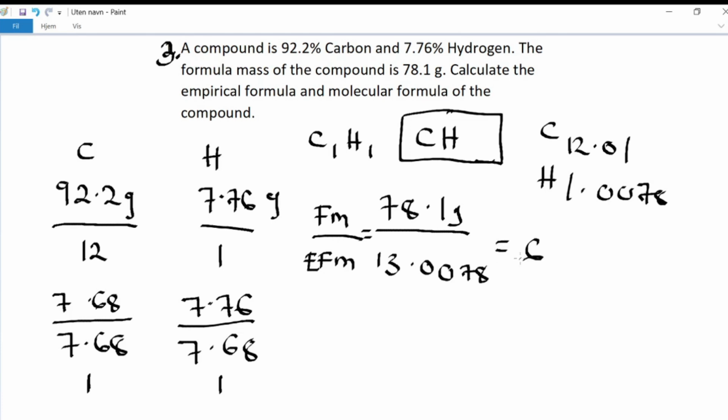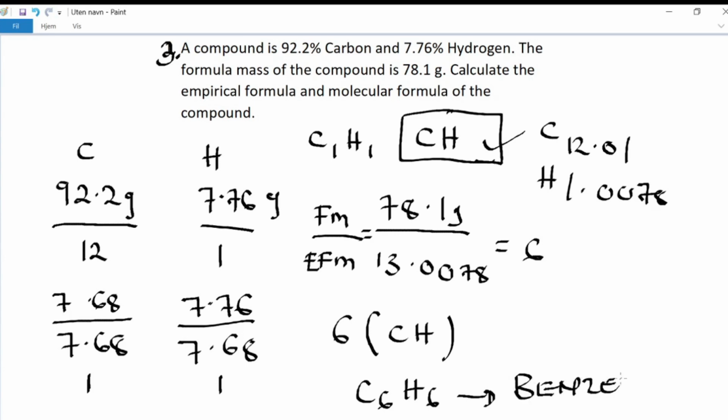that will give us 6. So we have to multiply 6 by our empirical formula, so that we can get the molecular formula. We multiply 6 by everything in this bracket, so that gives us carbon 6 and hydrogen 6. So the compound was benzene. This is the molecular formula of the compound, and this is the empirical formula.